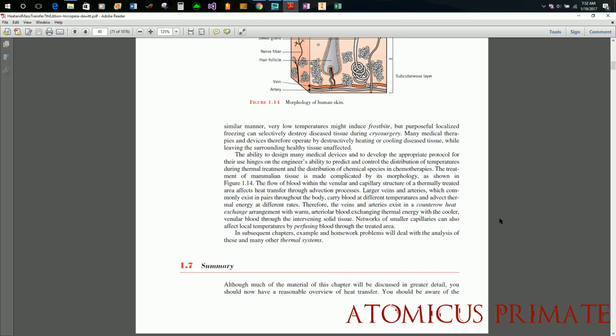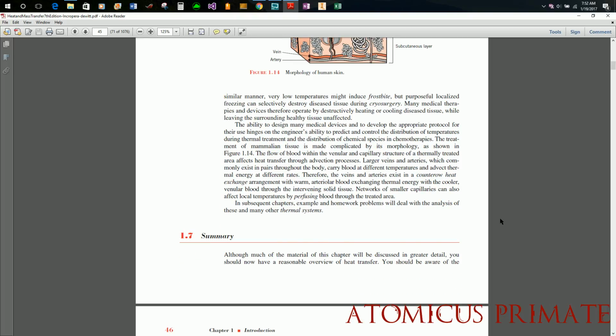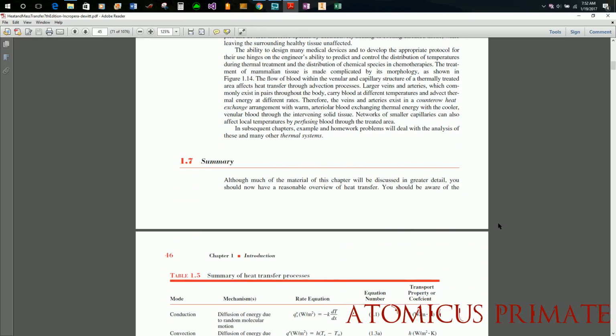Perfusing. Don't know what that means. In subsequent chapters, example and homework problems will deal with the analysis of these and many other thermal systems.